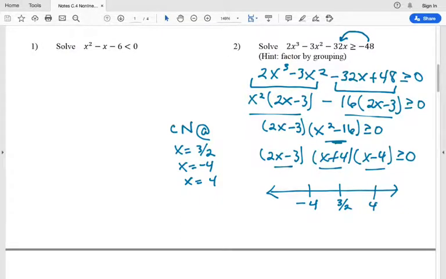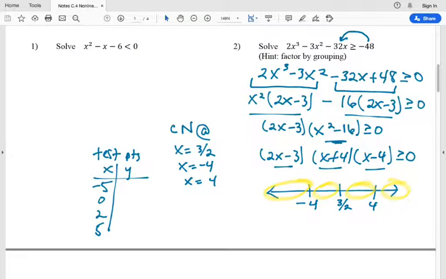So I've got 4 intervals I need to check with test numbers, or test points. So from this first interval here, I'm going to choose -5. From the second interval there, I'm going to choose 0. From this interval, I'm going to choose 2. And from the last interval, I'm going to choose 5. Again, you can choose any number in those intervals. It's up to you. It'll work the same way in each interval.